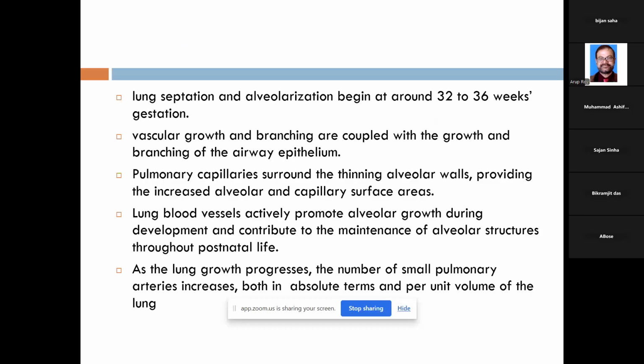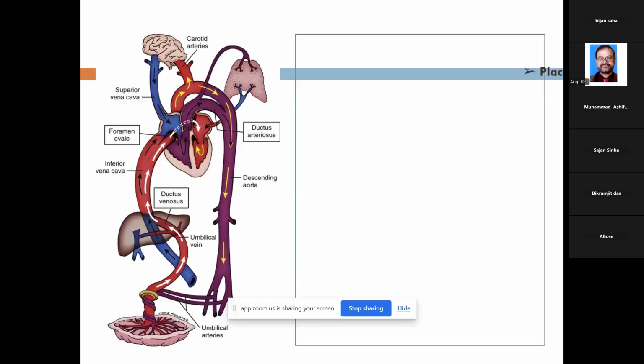The lung septation and alveolarization begin at around 32 to 36 weeks. The vascular growth and branching are coupled with the growth and branching of the alveolar epithelium. The pulmonary capillaries surround the thinning alveolar walls, providing increased alveolar and capillary surface area. The lung blood vessels actively promote alveolar lung growth during development and contribute to the maintenance of alveolar structures. As lung growth progresses, the number of small pulmonary arteries increases both in absolute terms and per unit volume. So that's a little bit about the development.